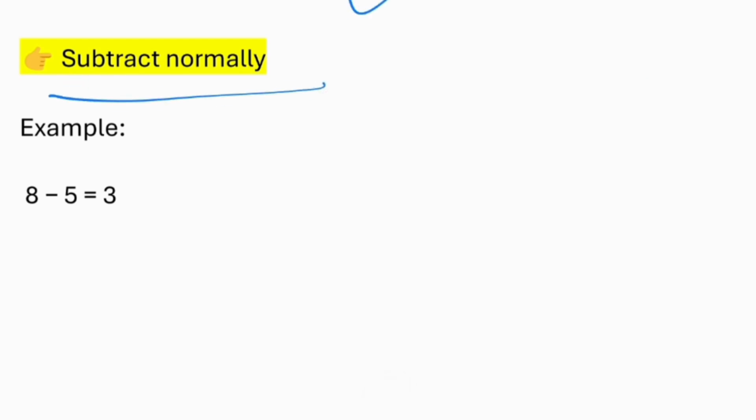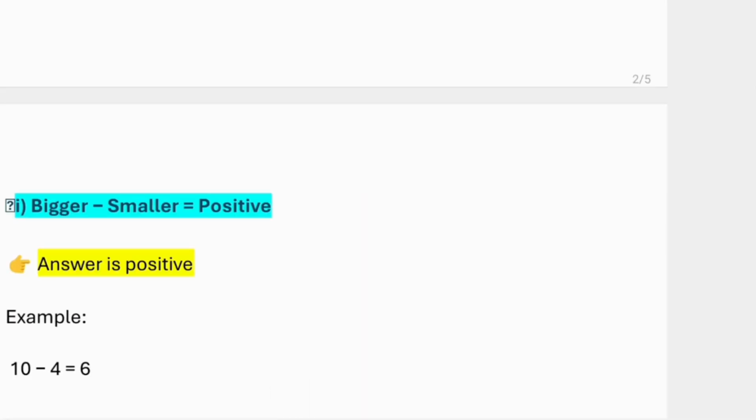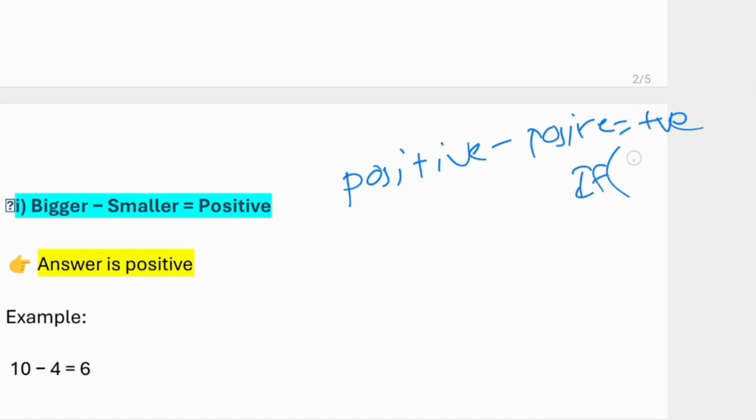In this case, we have two cases. First case is positive minus positive is equal to positive, if the first number is bigger than the second number. I repeat again, positive minus positive is equal to positive, if the first number is bigger than the second number.